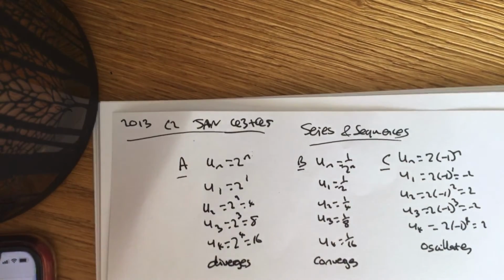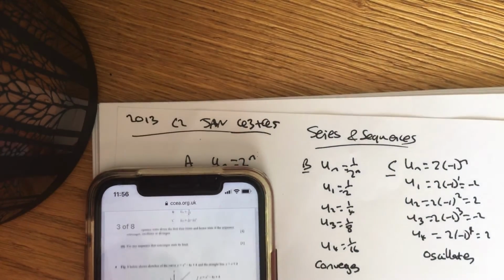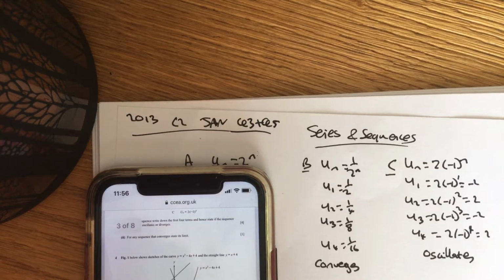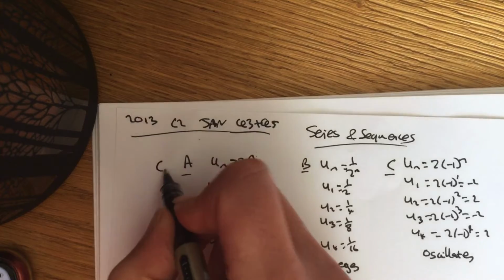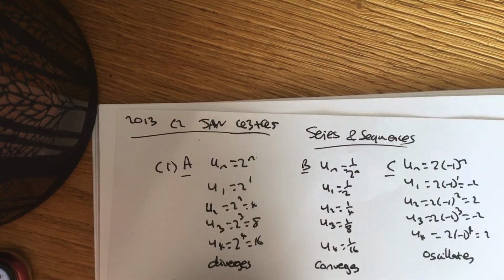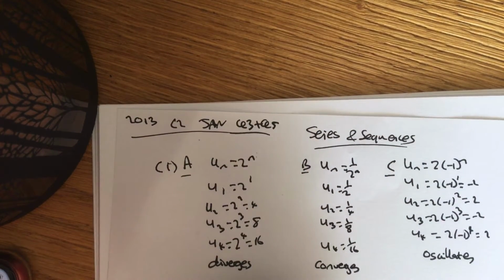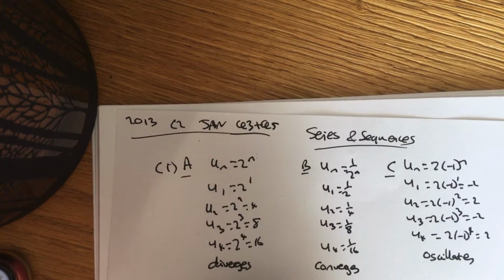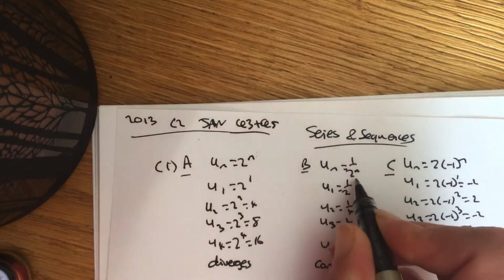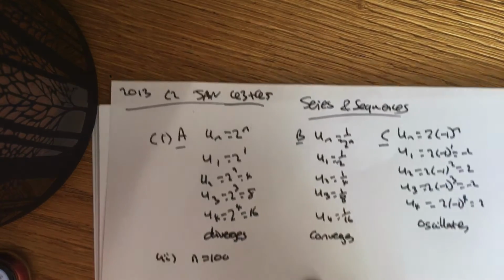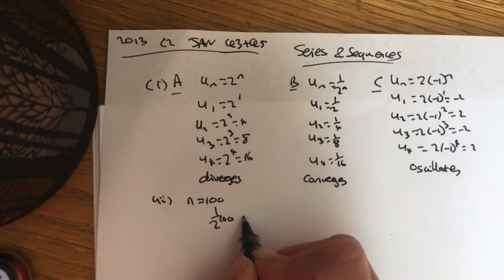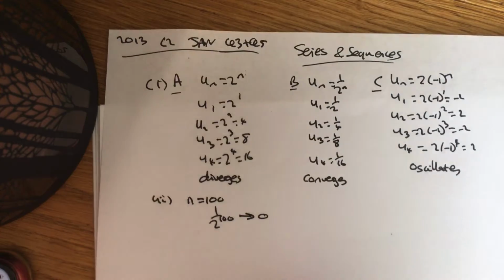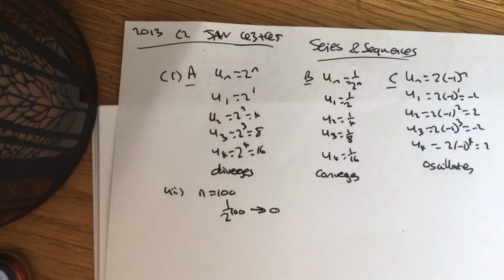Now, the next bit of the question says, for any sequence that converges, state its limit. So, well, it converges is the middle one. So what I would do is I put in a really high value of n. So let's say n equals 100. So the sequence becomes 1 over 2 to the n. So it's 1 over 2 to the 100. Put that in your calculator and you'll see it tends to 0. So that's that one looked at.